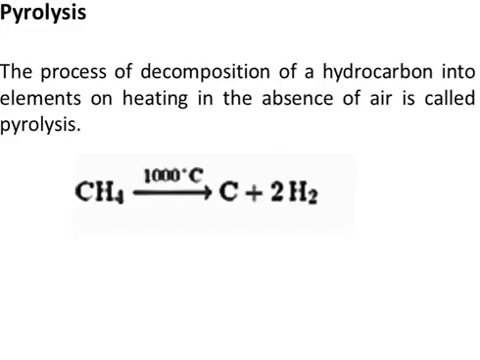Then we have pyrolysis. Pyrolysis is a process in which we decompose the hydrocarbon into elements. There is a difference between combustion and pyrolysis. In combustion, we convert the hydrocarbon into carbon dioxide and water, while in pyrolysis, we heat the hydrocarbon at very high temperature and convert it into its elements. So we can convert methane into carbon and hydrogen. For this purpose, we use temperatures of 2000 or higher.